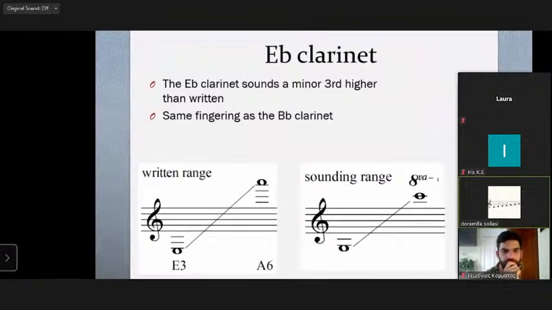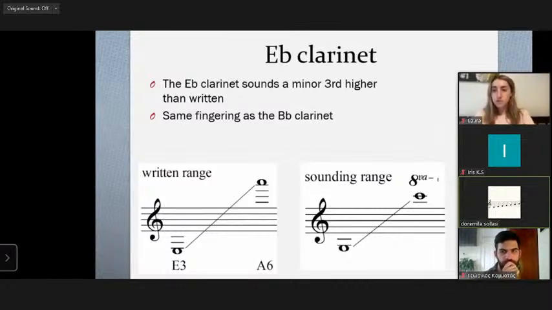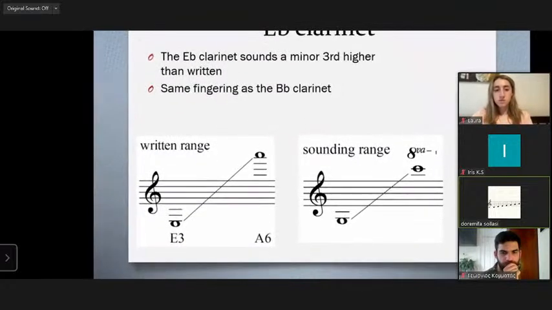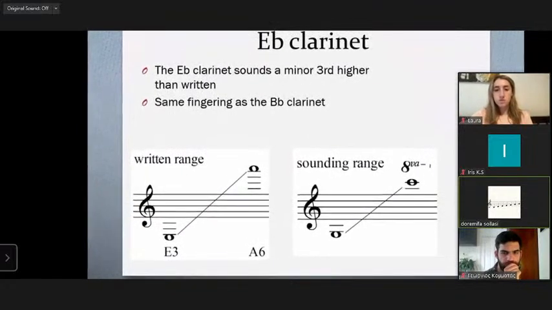Let's see the other member of the family, the piccolo clarinet. Let's say that it is the E flat clarinet. This is a transposing instrument, and it sounds a minor third higher than written. It has the same fingering as the B flat clarinet.